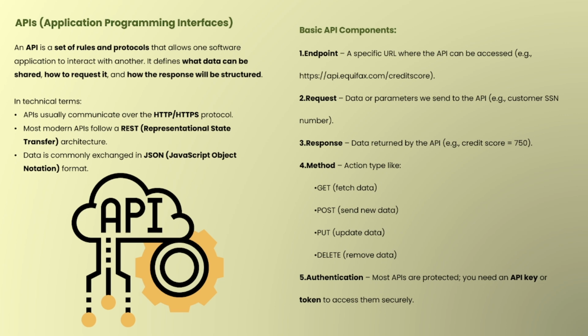And the last is authentication. Most APIs are protected, you need an API key or a token to access them securely. Someone is giving you the address, that's fine, but along with that they will give you some password, or they call it a token.